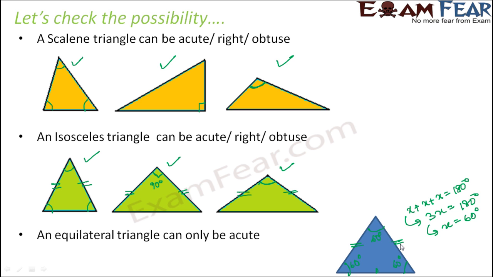So there is no question of a right angled equilateral triangle, because for a right angled triangle one angle must be 90 degrees. But in an equilateral triangle all the angles are 60 degrees. So a right angled equilateral triangle is not possible. An obtuse angled equilateral triangle is also not possible. Only an acute equilateral triangle is possible.